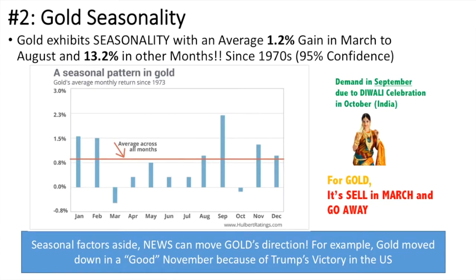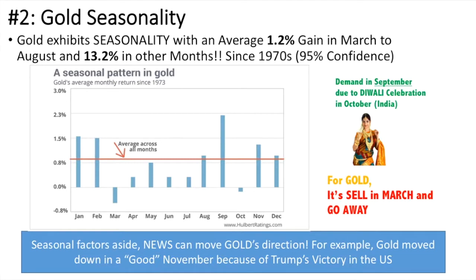Number two, gold seasonality. Hey, guess what? Gold has a definite seasonality pattern. It has an average 1.2% gain in March to August and 13.2% in other months. This was since the 1970s, and this data was studied with a 95% statistical confidence level, which means it probably happens.